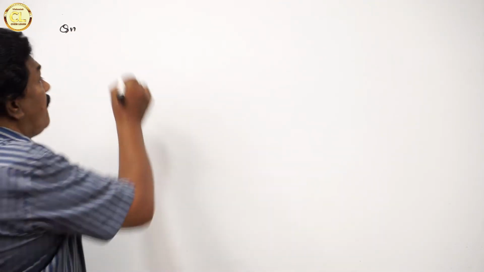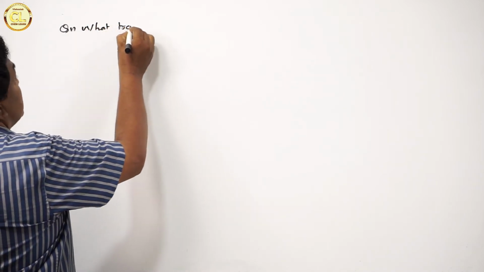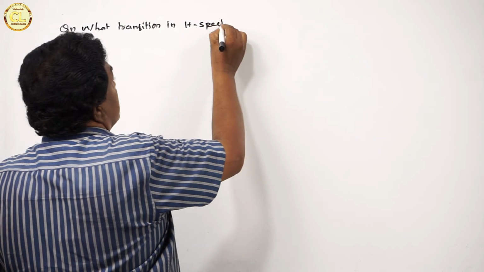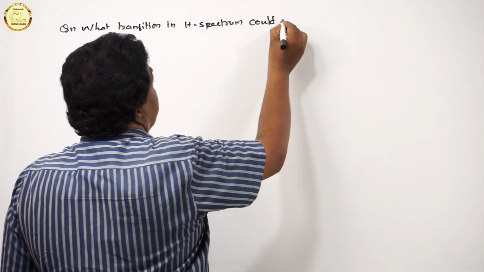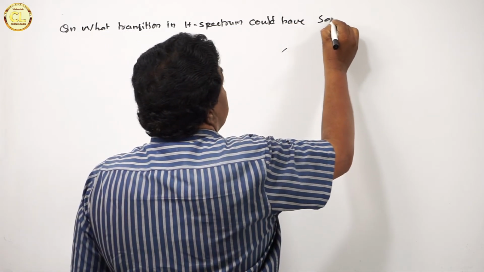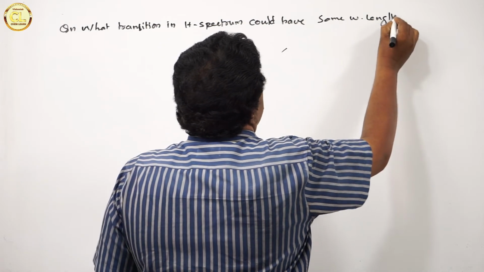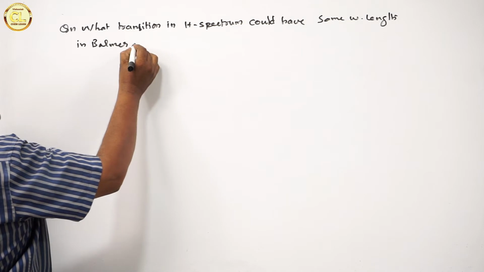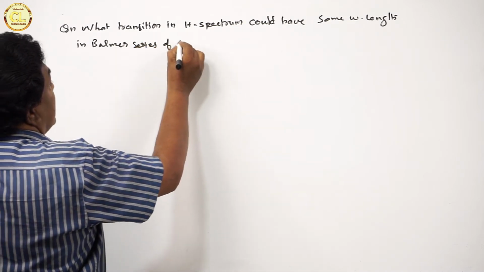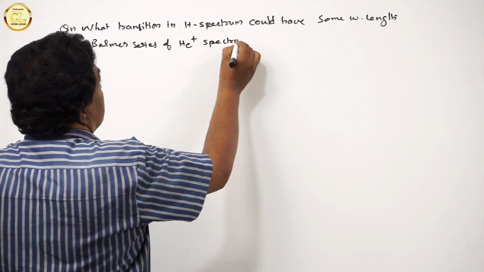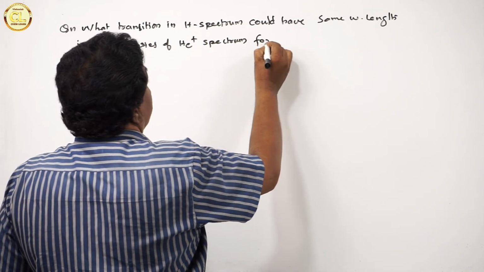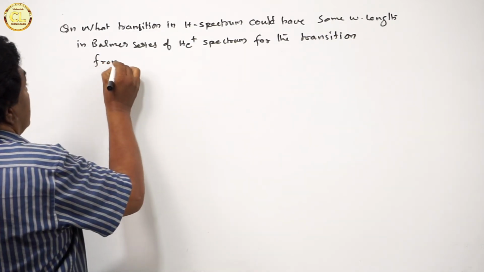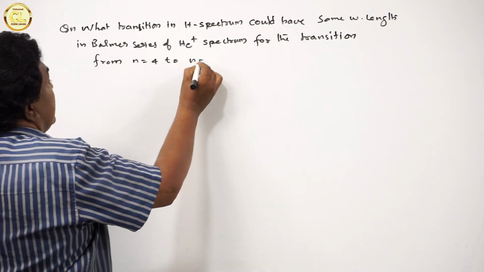Question. What transition in hydrogen spectrum could have the same wavelength in the Balmer series of He+ spectrum for the transition from n is equal to 4 to n is equal to 2?